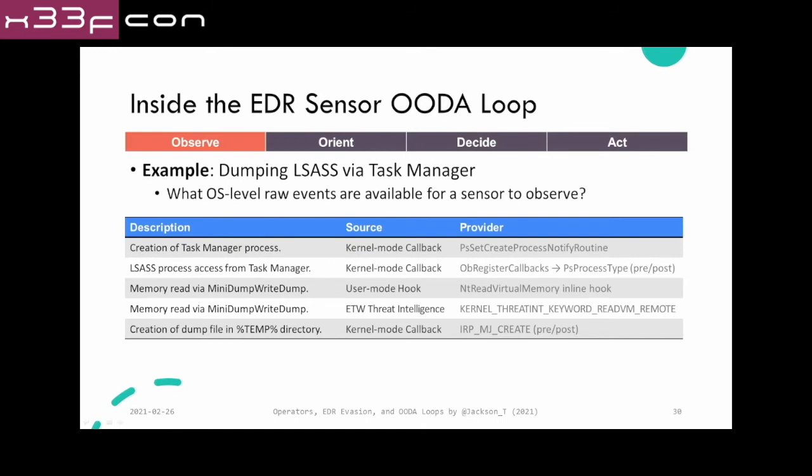If we go back to the Task Manager LSASS dumping example, we can ask ourselves what raw events are available for a sensor to observe. We don't have to get into the details as much because that could be a talk on its own, but with what we have listed here, we have a couple of kernel mode callbacks that can let the sensor know about the creation of the Task Manager process, in addition to whether it created a process handle on LSASS. We also have an inline user mode hook for when Task Manager attempts to read process memory for LSASS, and another filter driver callback, which lets it know about the dump file being created in the temp folder. Now, I imagine there could be more relevant and redundant forms of telemetry, but just for the sake of example, I'll limit it to these.